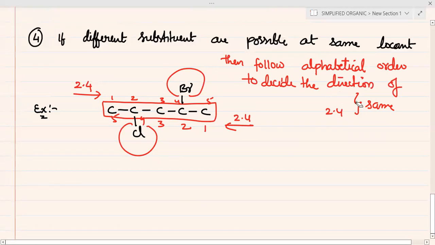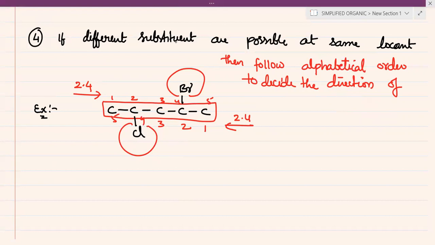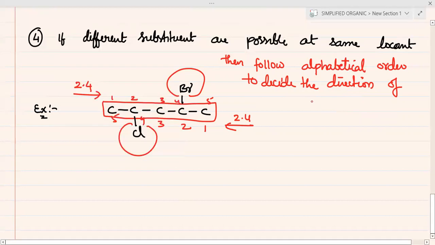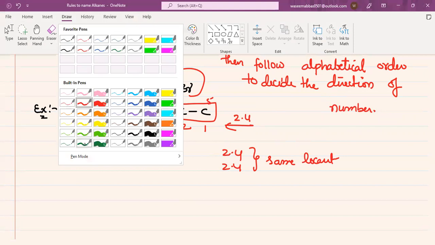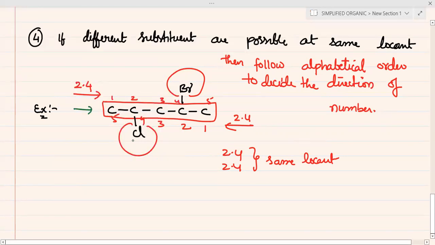I hope this rule is clear to everyone. When locants are the same, then what to do? Then follow alphabetical order to decide the direction of numbering. So here you have 2,4 and 2,4, the same locants. If I move from this direction, I'm getting chloro first, and if I move in this direction, I'm getting bromo first. So by following alphabetical order, B will come first. So this is the right way of numbering, and this is the wrong way of numbering.